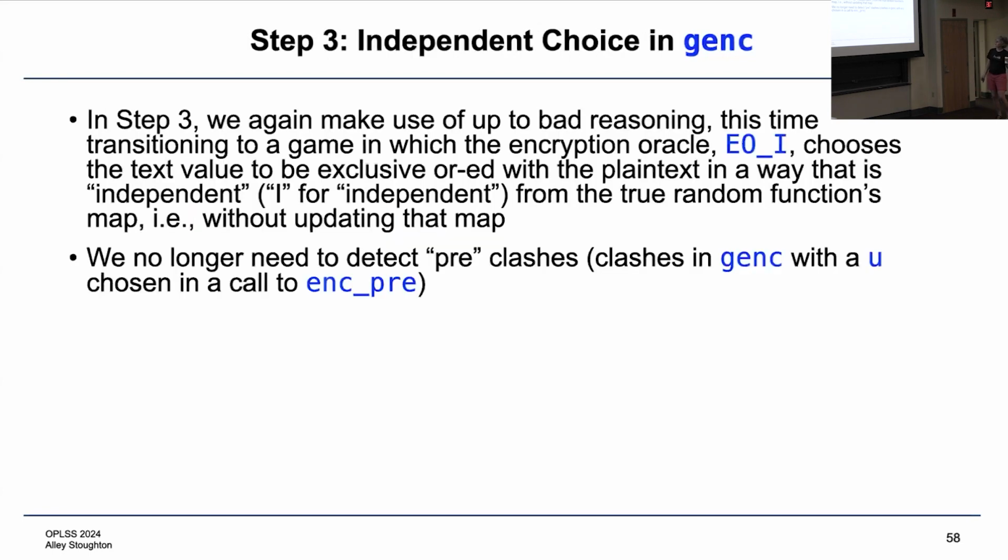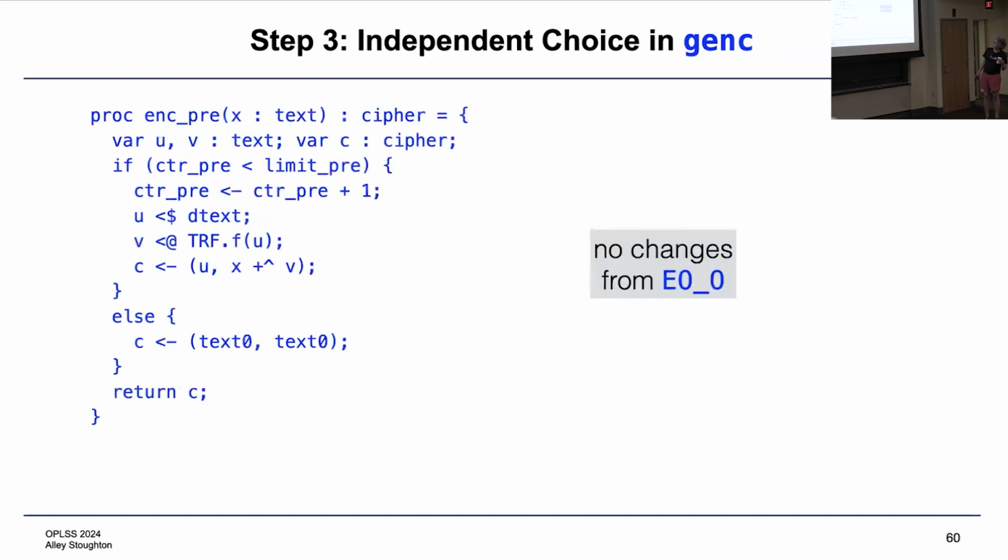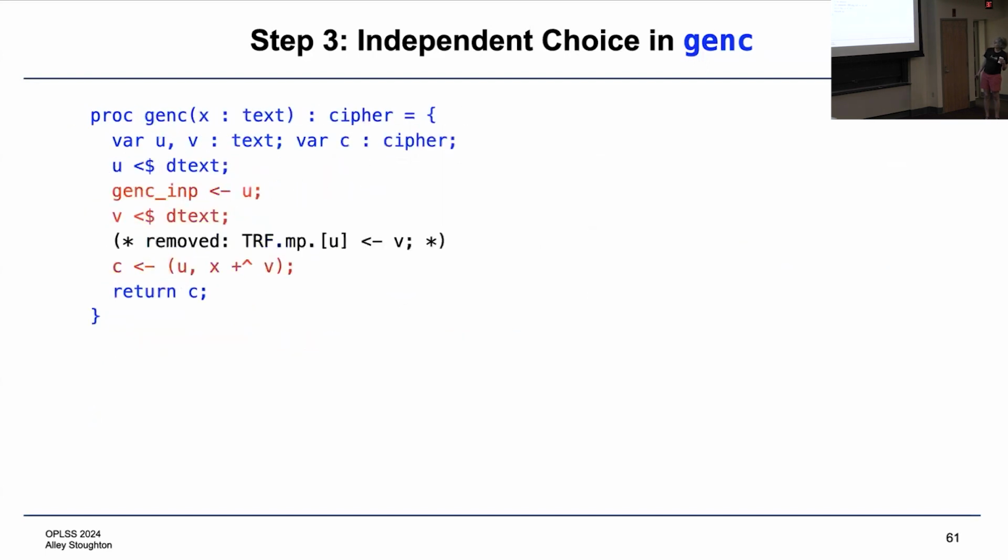Okay, so then the next step, we're going to go on to an encryption oracle called EOI, I for independent. And so let's see how that works. So we don't need clash pre anymore. No changes here. Here, what are we doing? We're remembering the U. We're generating a random V. We're using it to exclusive OR with the X. But we're not updating the map at all, which is great for us.